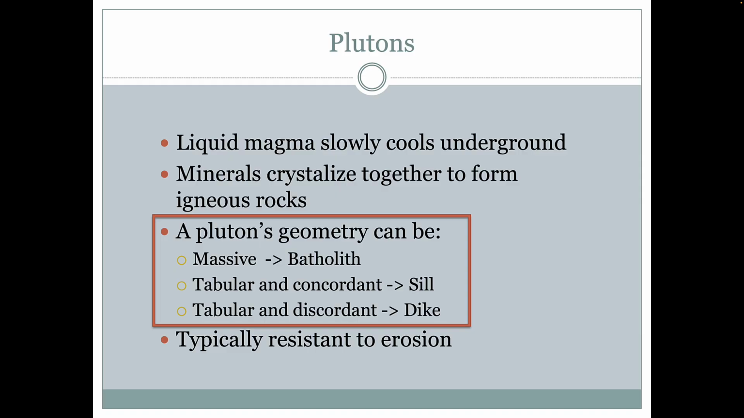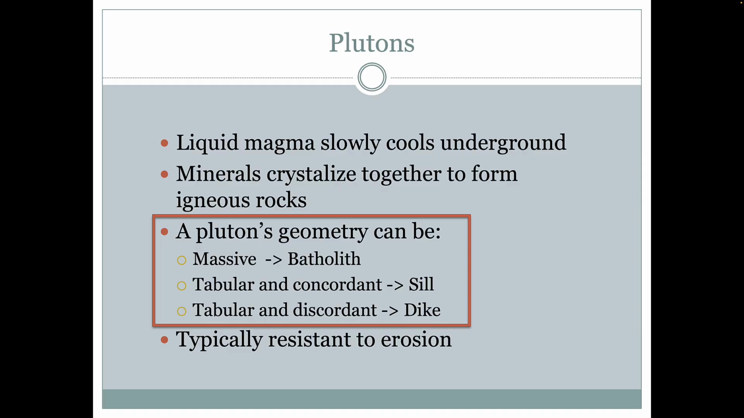Of course, we can't see it when it's underneath the ground, but these batholiths tend to get eroded down over time. And then what we're seeing after the erosion is a giant mountain range like the Sierra Nevada mountains of California. But let's talk about two other types of geometries we can have.